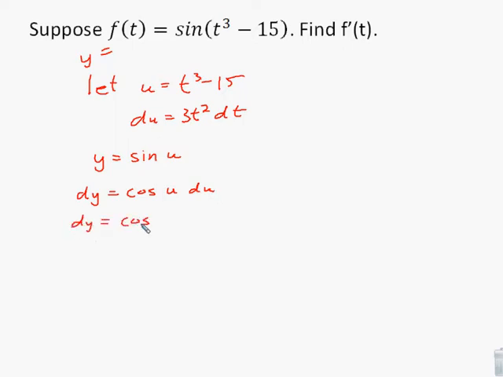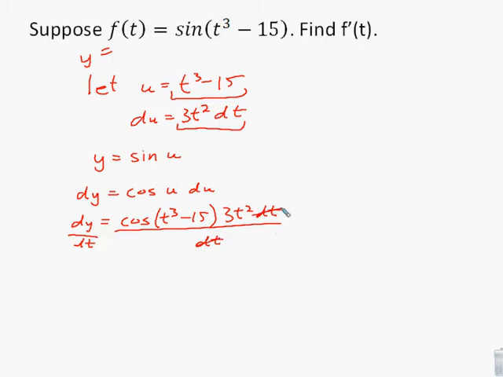So cosine of u is this, t cubed minus 15. du is right here, so that's 3t squared dt. Dividing both sides by dt gets us the derivative that we want. That cancels over here, and dy/dt, which really is just equal to f prime of t, equals, I'll put the 3t squared first, 3t squared cosine of t cubed minus 15. And that is our answer.